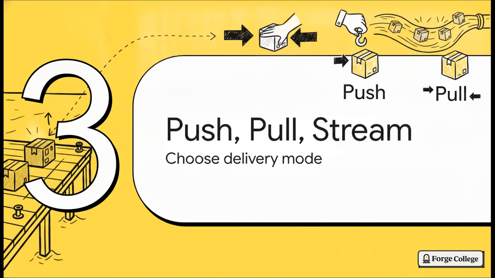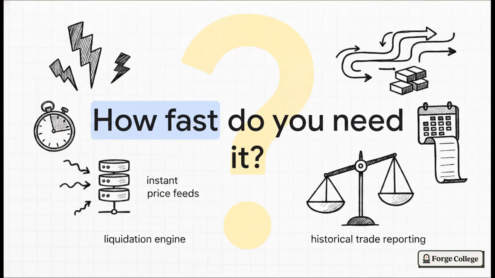Which brings us to Section 3, push, pull, or stream, choosing your delivery mode. To continue our little postal metaphor here, once the dock has caught and inspected the crates, how exactly does the delivery service get them to the customer's doorstep? Well, the fundamental question you have to ask yourself is, how fast do you actually need it? You have to weigh your latency tolerance against your throughput needs. Think about it. A liquidation engine, that requires instant, highly verified price feeds. You absolutely want that pushed instantly.